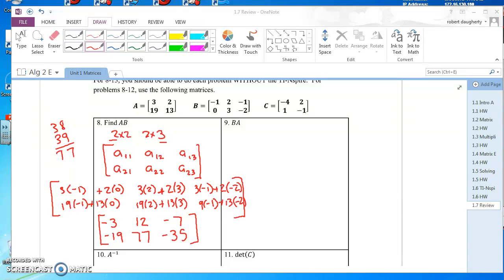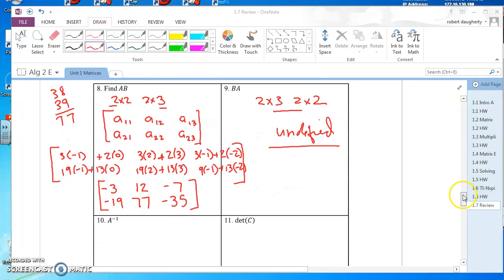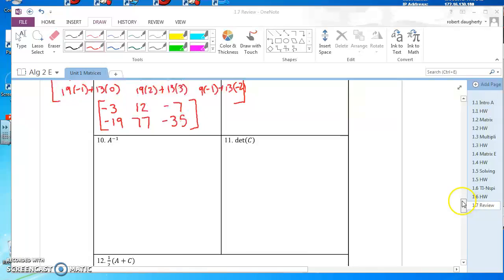Problem number 9, B times A. So B is a 2 by 3, A is a 2 by 2. This is undefined. Okay? So no more work to do on that one. Since that's so short, let's also do number 10 while we're here. So number 9 is undefined.